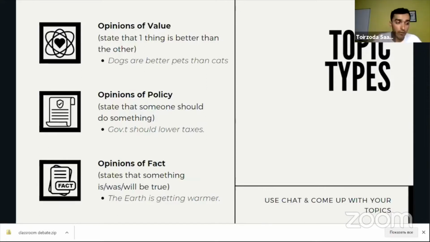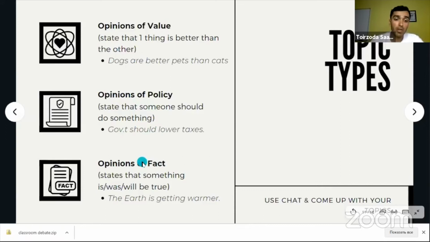And of course, you will find students who agree and students who don't agree. And the third option that we have here is the opinion of fact. It states that something is, was, or will be true. For example, the earth is getting warmer.